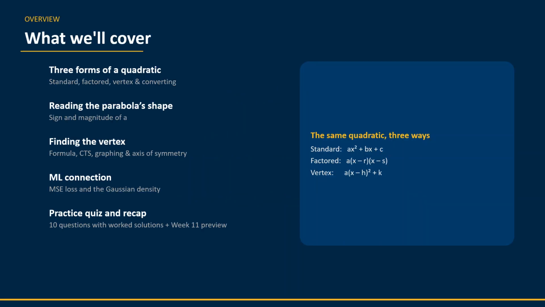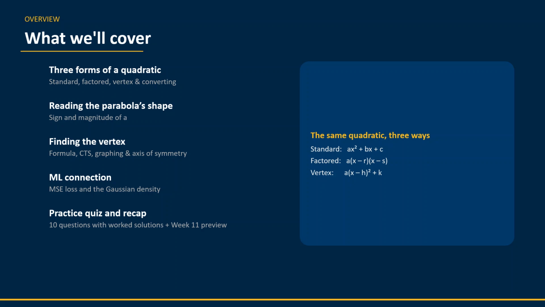A quadratic function f of x equals ax squared plus bx plus c graphs as a parabola. Its shape and position are completely determined by a, b, and c. This week's job is to learn to read those parameters off any of three equivalent forms.